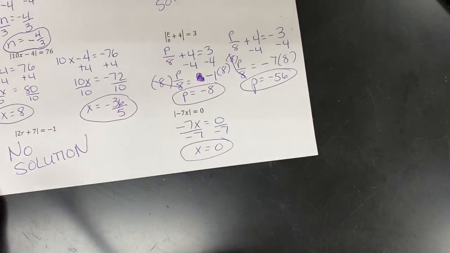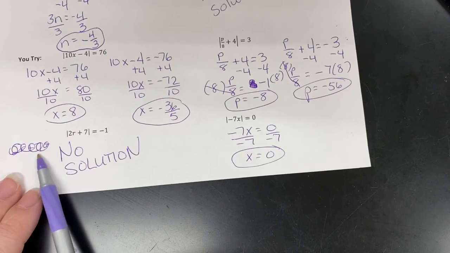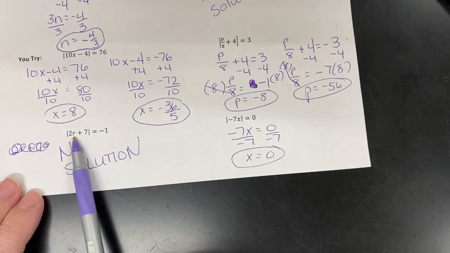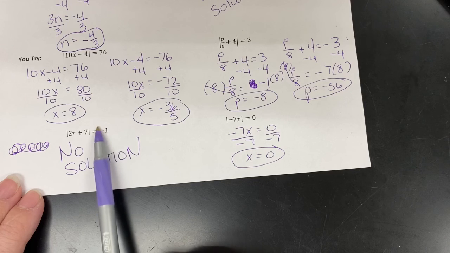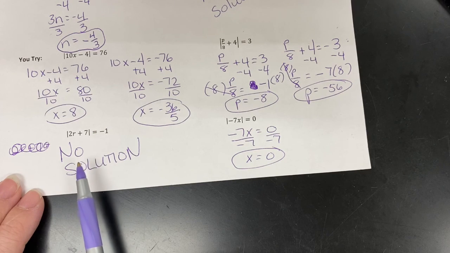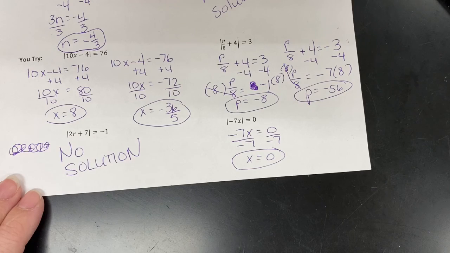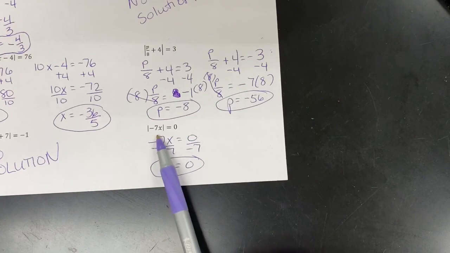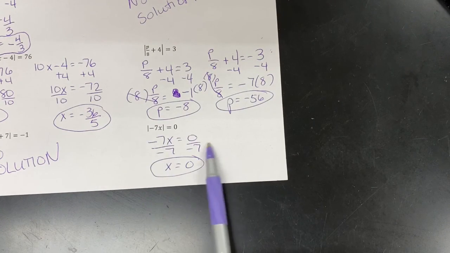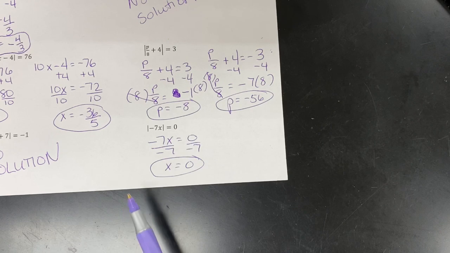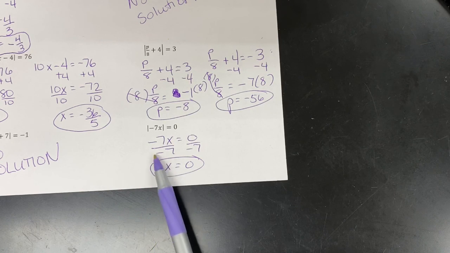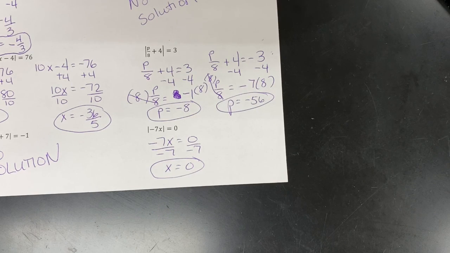For the last one here, I started to work this out. I started to write my equations out, and then I realized, wait a minute, it's equaling a negative number, so that doesn't make sense. So this is no solution. We can't have an absolute value that equals a negative number. And then for this one, we only need to set up one equation because there's only one number that is 0 away from 0. So we get negative 7x equals 0, and then solve it to get 0 as the answer.